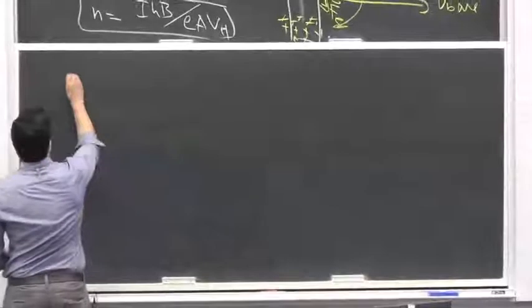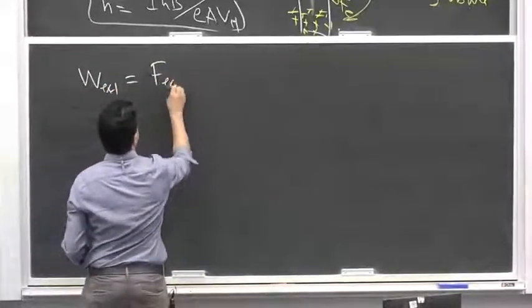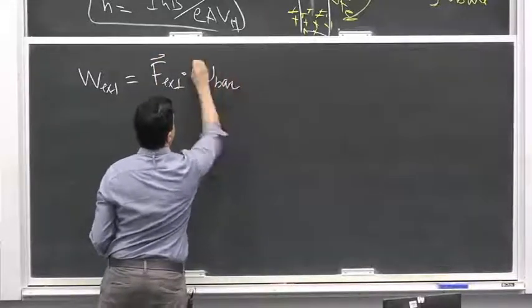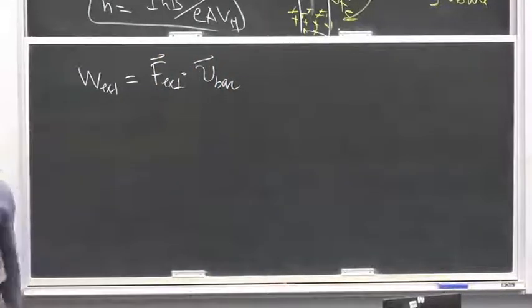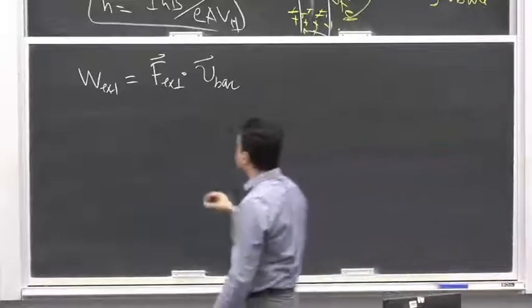So let's say what is the work done by the external force. This is equal to F external dot velocity of the bar, because the whole bar is moving in the direction of the external force.